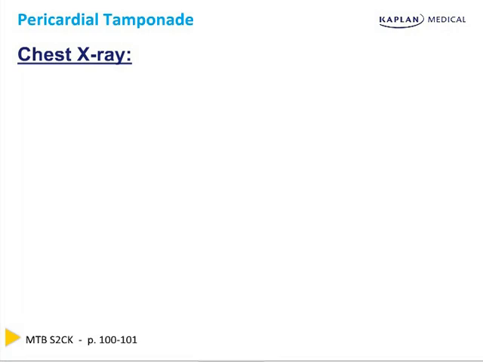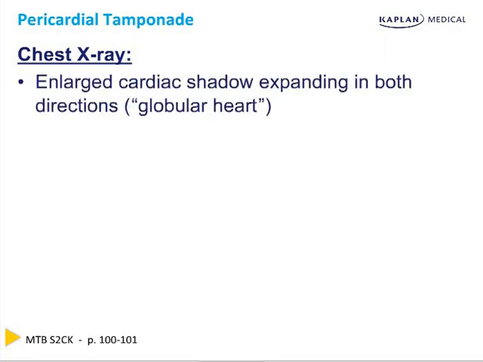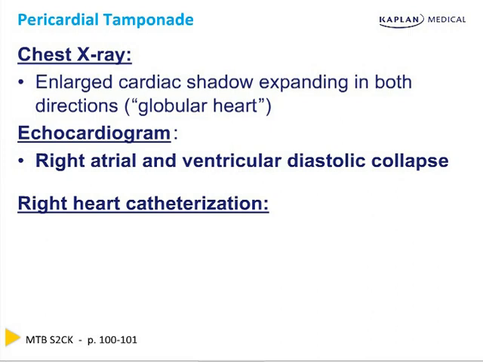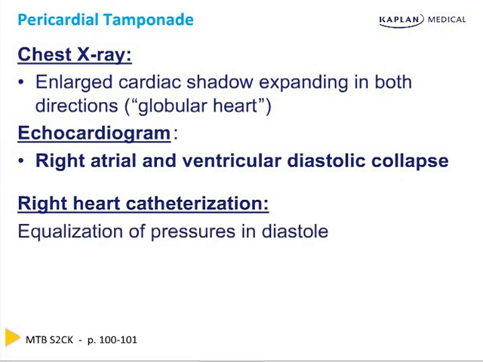The chest X-ray can find, in a pericardial effusion that has been present for some time, a few days to a few weeks, an enlarged globular heart expanding in both directions. Emergency tamponade will not show this because you need time for the pericardium to stretch. The right atrium and the right ventricle will show diastolic collapse. As the heart is relaxing, the tamponade fluid will squish it. Right heart catheterization is the most accurate test with equalization of pressures. I didn't say I'd do it, but it is often the most accurate test, although we use the echo day to day most of the time.